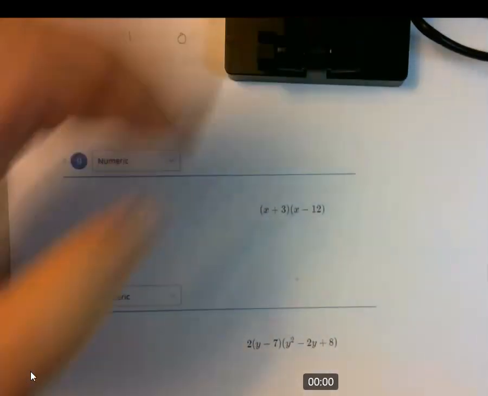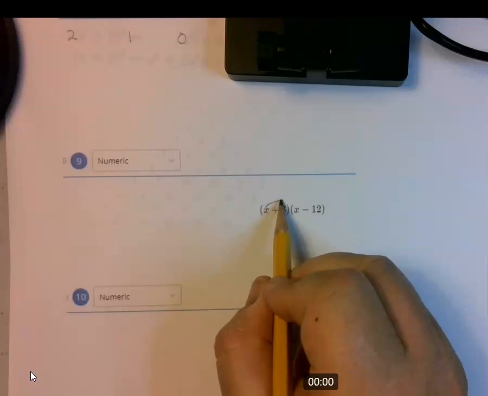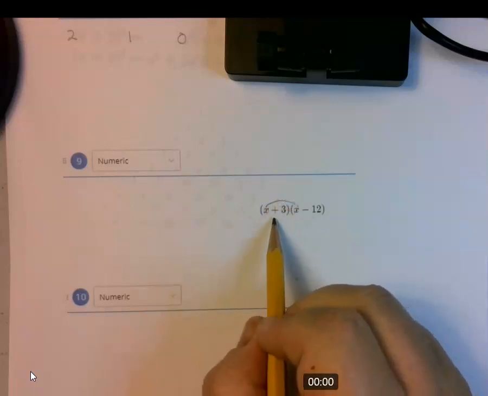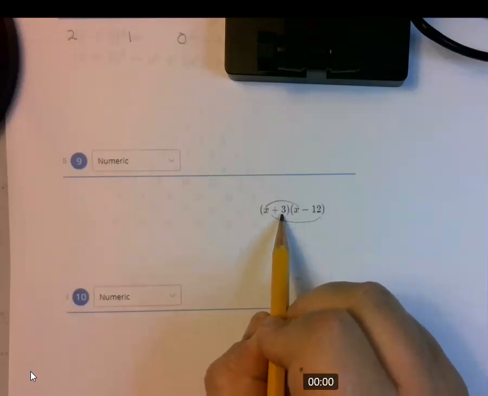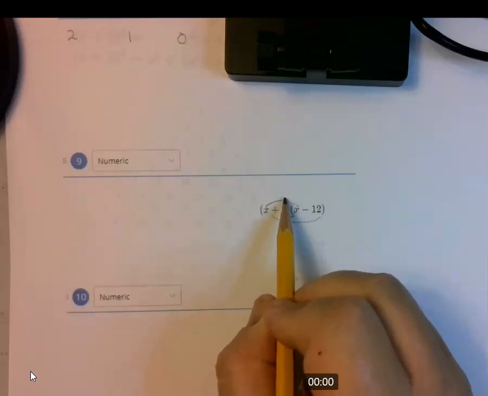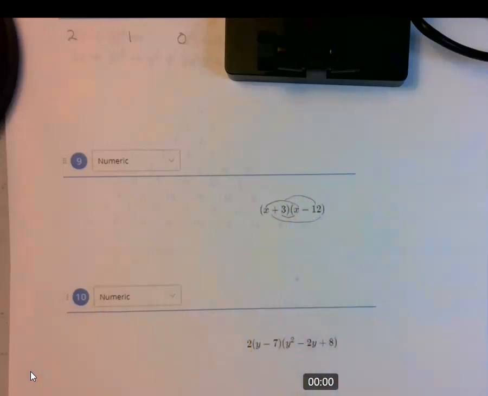Now we have what's called a FOIL problem. First, outer, inner, last. So first you multiply the first terms. Then you multiply the outer terms, then you multiply the inner terms, and then you multiply the last term. Okay, this is actually easier. This is just like the multiplication we did earlier, except a lot easier.